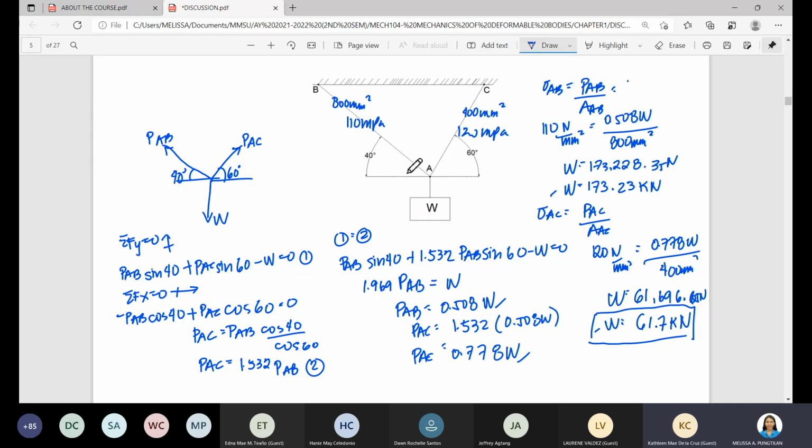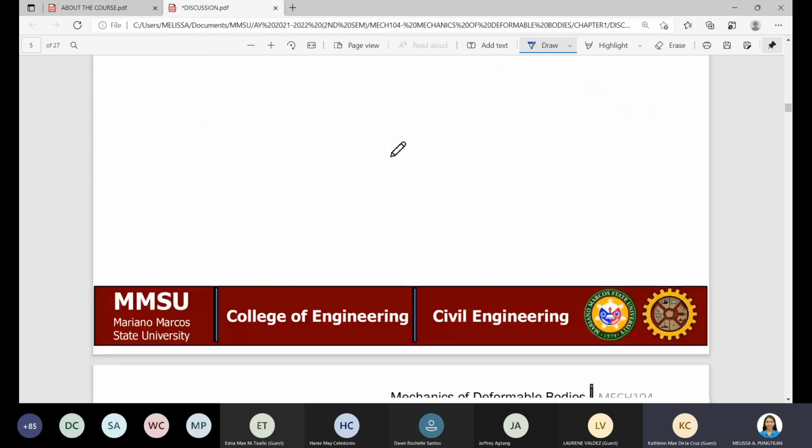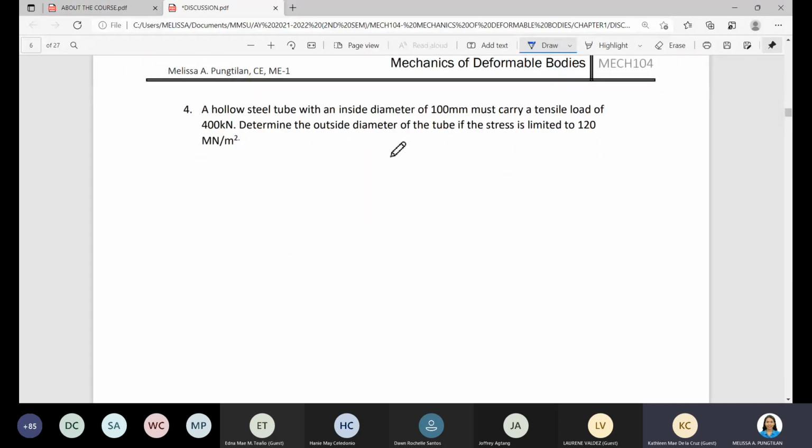So, gets po ba? Naintindihan ba? Yes, ma'am. Okay. So, proceed na tayo sa example number 4. Okay. Sample 4 na tayo. So, pakisabi na lang pag hindi nyo pa natapos i-screenshot para balikan natin.